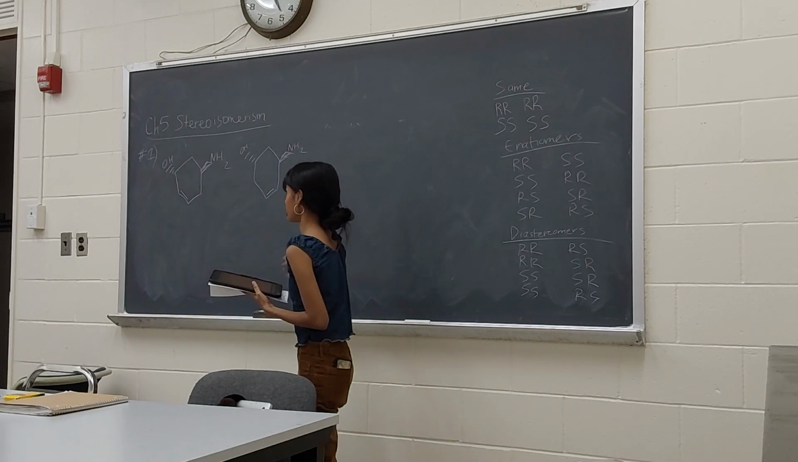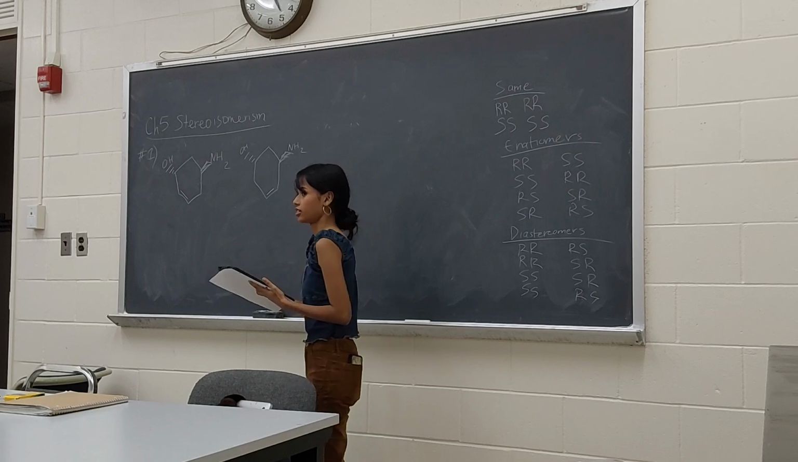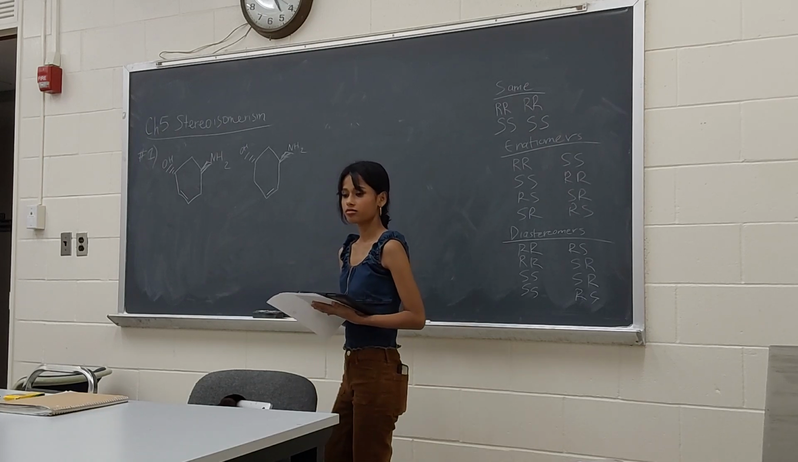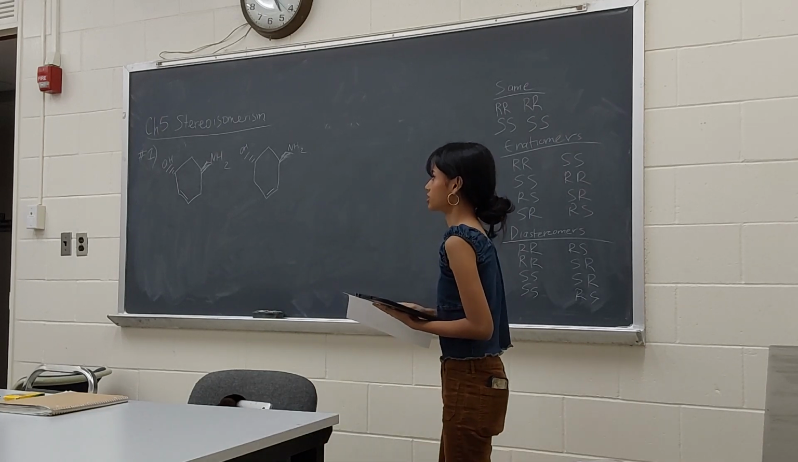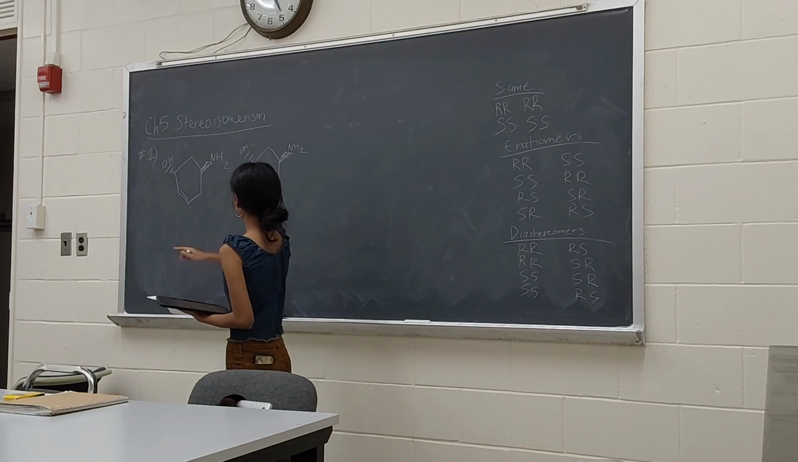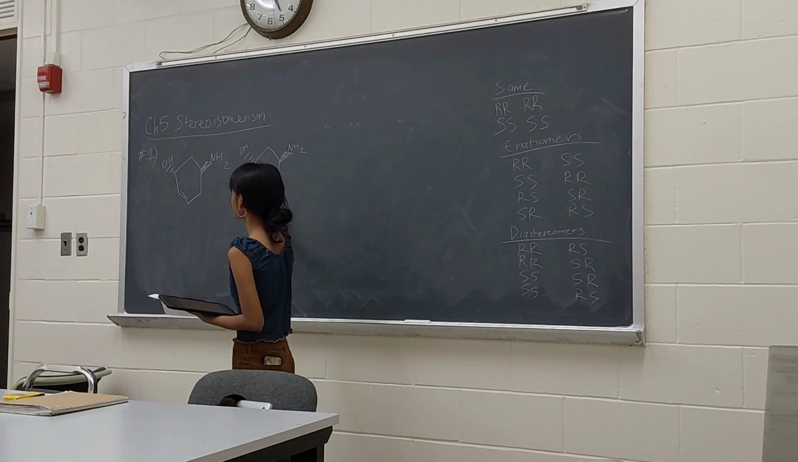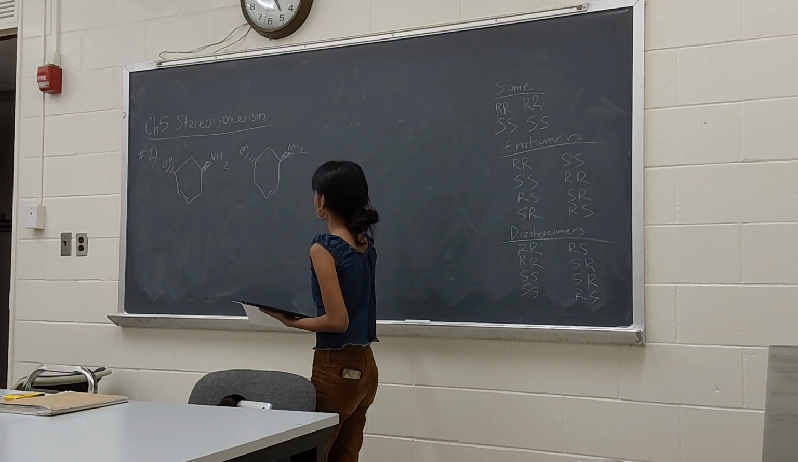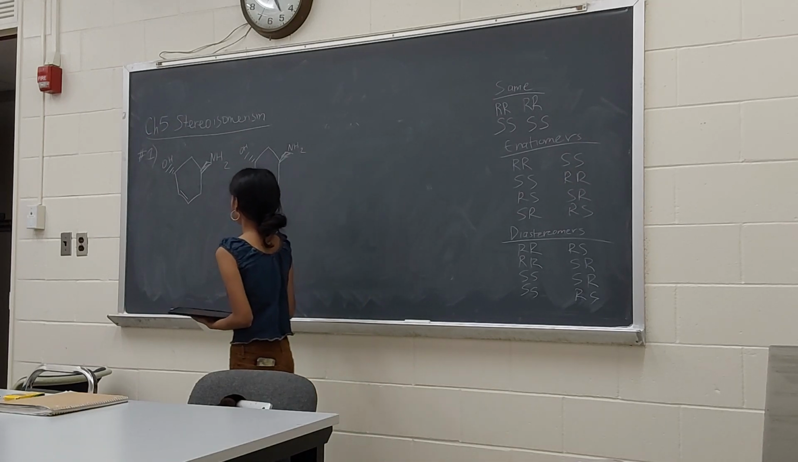So what should we start off by doing? Counting the number of atoms, right? So these each have 6 carbons. Does it look like it has all of the same atoms? Yeah, it does. So they're not different.